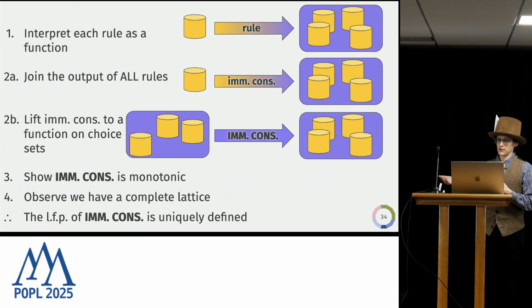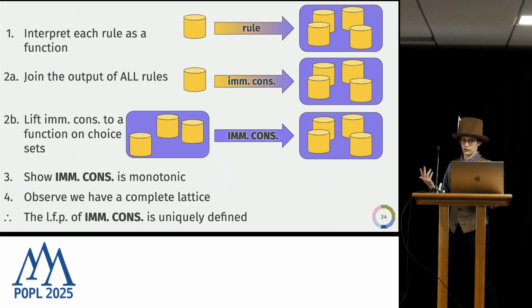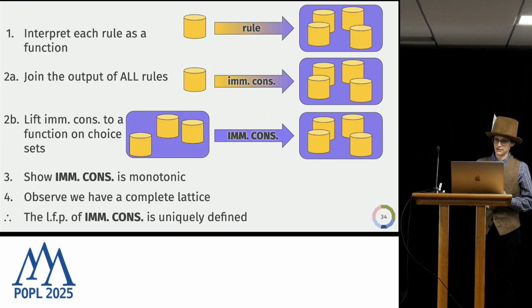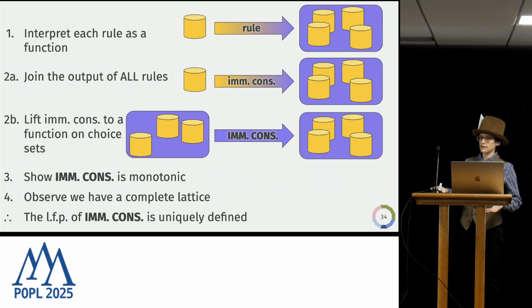And that will produce our immediate consequence operator from a database to a choice set. And then the one extra step we need is just to lift that immediate consequence operator to be a function on choice sets so that we have the domain and codomain as the same. And once we do that, we need to show that this immediate consequence operator is monotonic. Observe we have a complete lattice. And the least fixed point of this immediate consequence function is the meaning of a finite choice logic program.